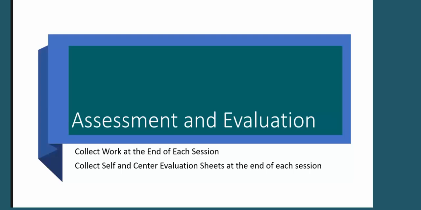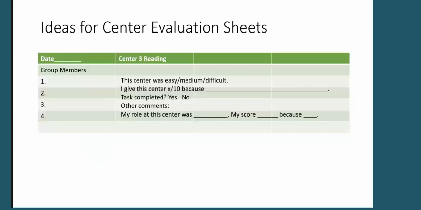So this would be an idea and a possible model for a center evaluation. If you have 4 in a group, you would have 4 of those sheets put into this folder each day. And then at the end, they would give the date. This would be for Center 3 reading, and they would list the group members, and then they could just circle: was it easy, medium, difficult?